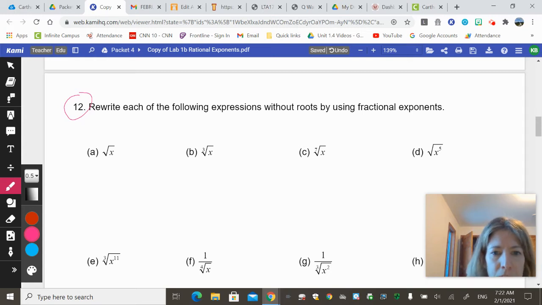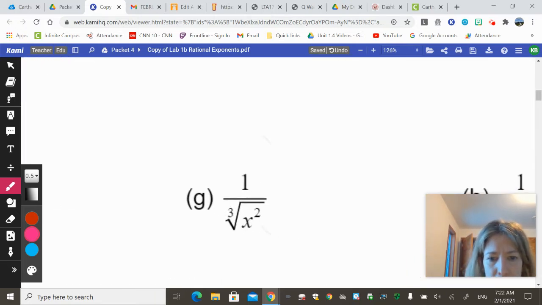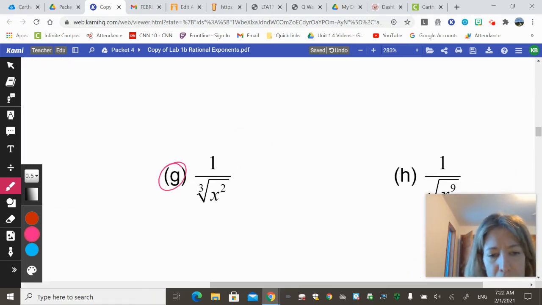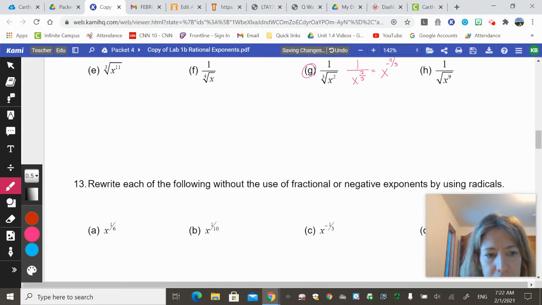All right, so rewrite the following by using fractional exponents. This should go pretty quickly for you. I'll just do G with you. All right, so remember, if you see a fraction, that just means that once I change this into a fraction, I can rewrite it as a negative. So it's x. Remember, the power goes on top. So in this case, the power is 2, and the root is on the bottom of the fraction. So 1 over x to the 2/3, which is the same as x to the negative 2/3 power. All right, so you're just going to go through and finish number 12, the rest of the letters.